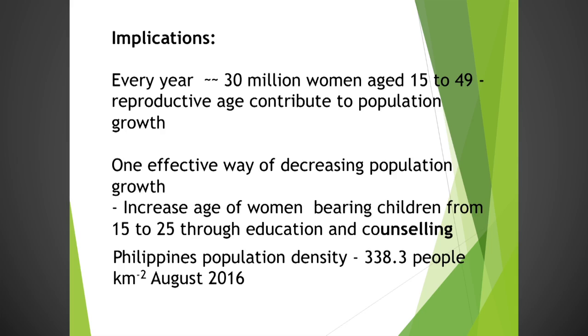We have mentioned that the start of the reproductive period is 15. If we increase 15 to 25 through education and counseling, we are actually lessening the period of reproduction from, let's say, 49 minus 15, or let's say 45 minus 15, that's 30. If we increase the age of women bearing children from 15 to 25, we actually subtract 10 years of reproductive period. So that's a very effective way of decreasing population.